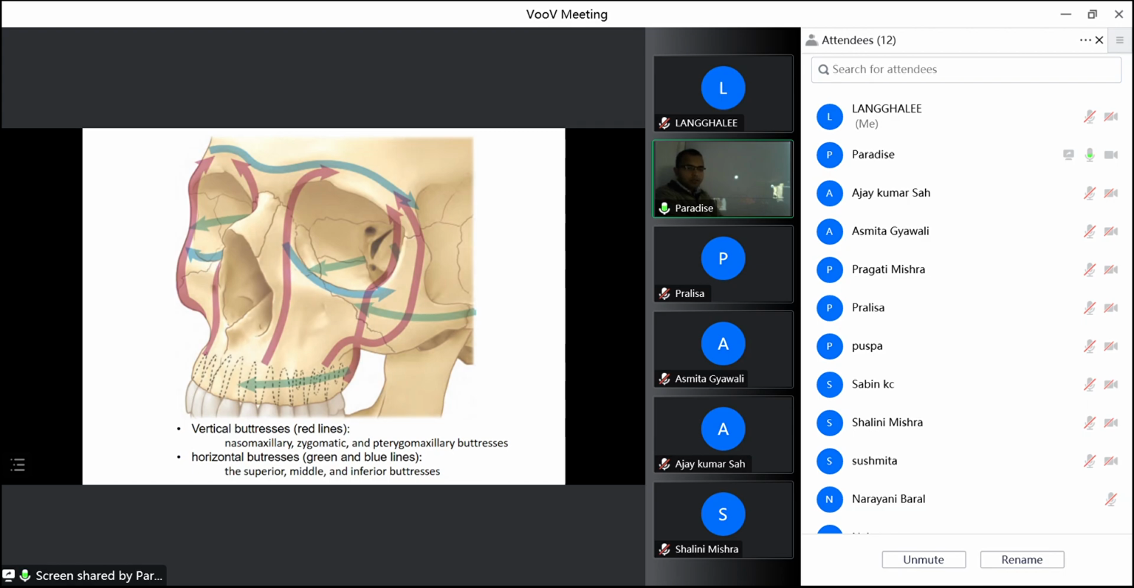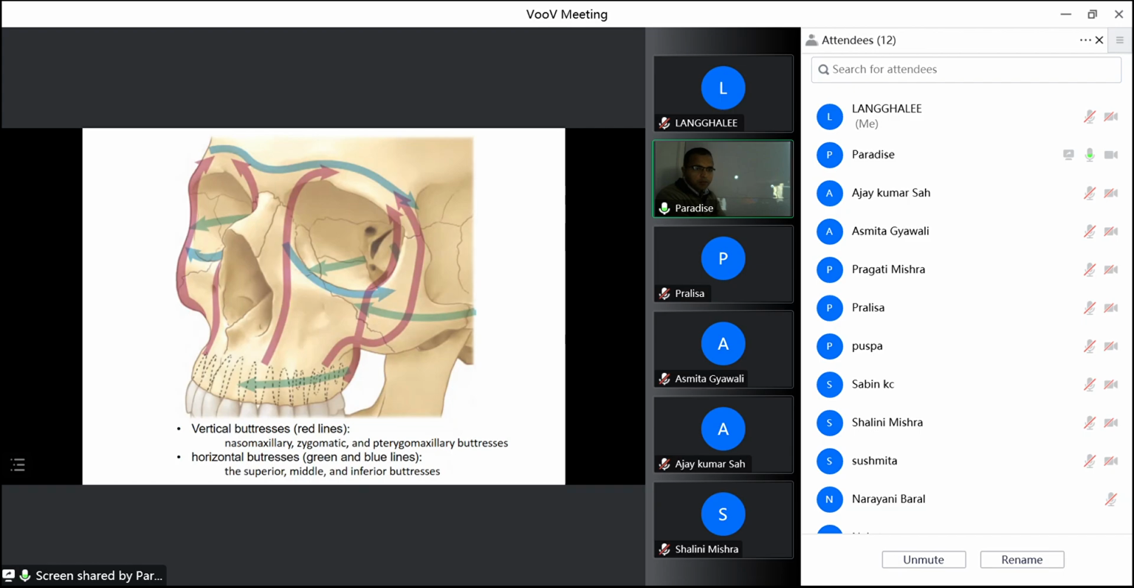Normally, the function of these buttresses is to transmit the occlusal force or functional force to the superior area in the skull area. The nasomaxillary buttress transmits the force to the frontal bone. Again, the zygomaticomaxillary buttress will transmit the force to the superior area, as well as the pterygomaxillary buttress. Among these 3 buttresses, we use only the nasomaxillary buttress and zygomaticomaxillary buttress for fixation. We can't place a plate in the pterygomaxillary buttress area. It is present in the posterior region.